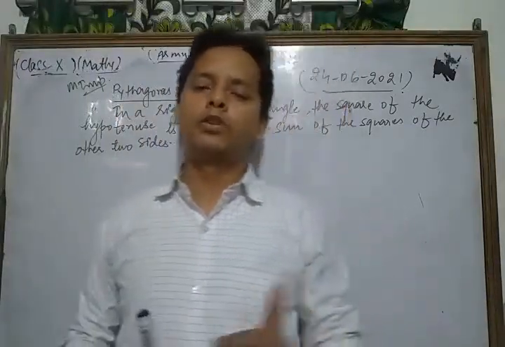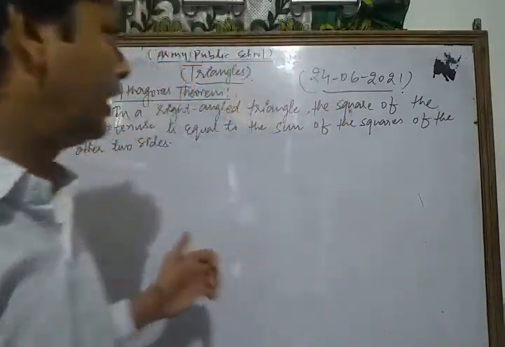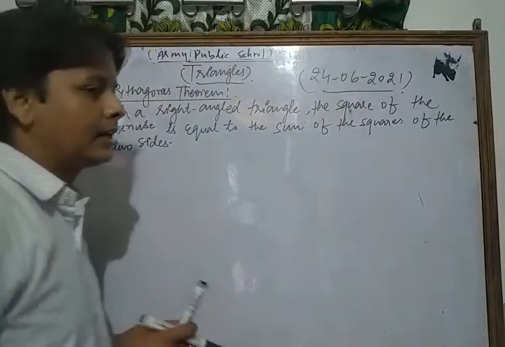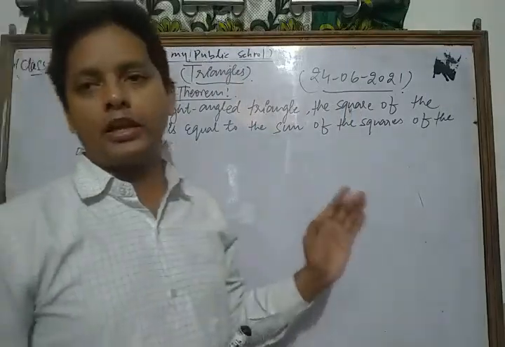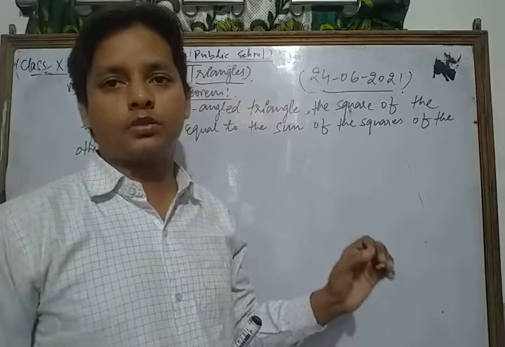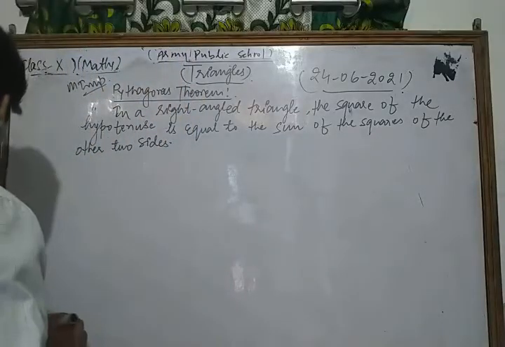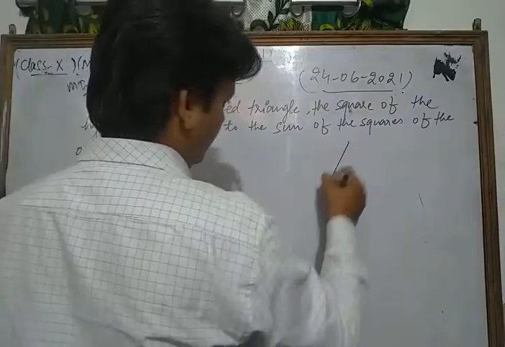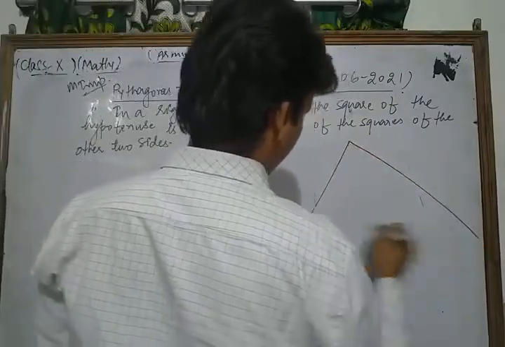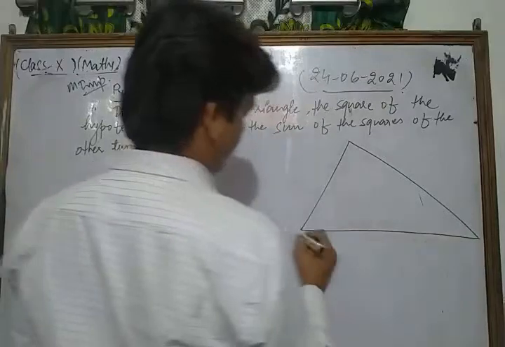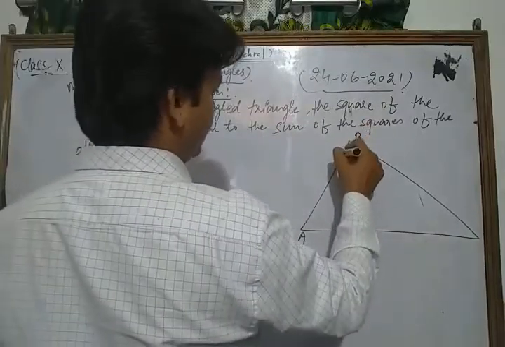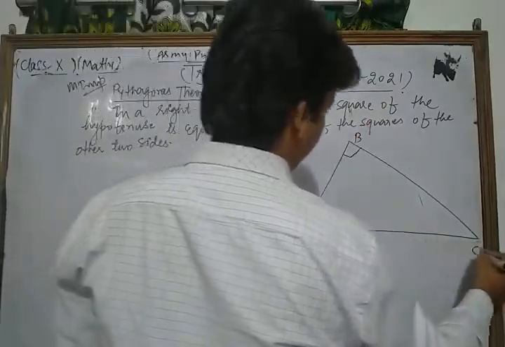It is applicable only for a right angle triangle. So in this theorem we have to show that in any right angle triangle the square of the hypotenuse is equal to the sum of the squares of the other two sides. So first of all, let's draw a right angle triangle ABC, with the right angle at B.